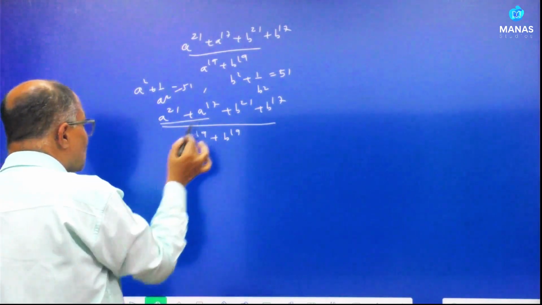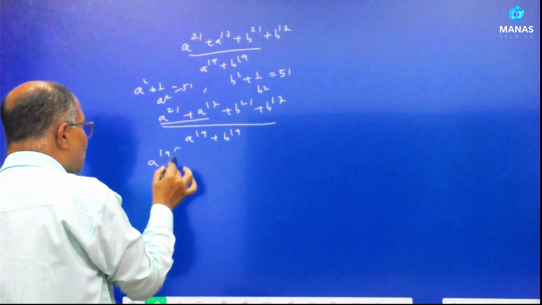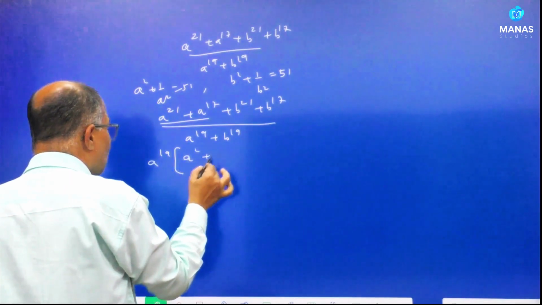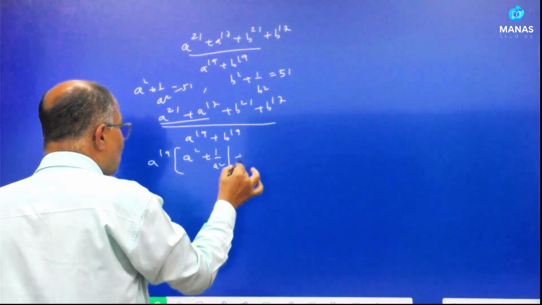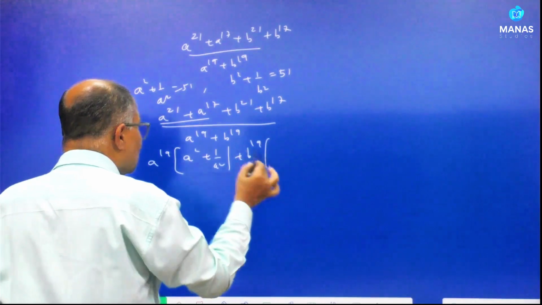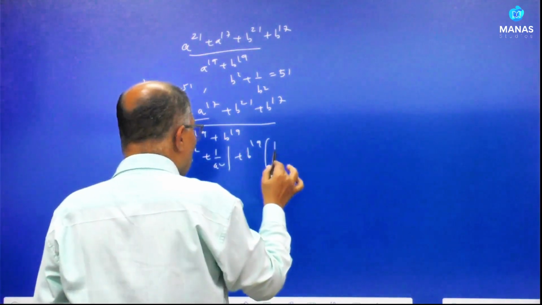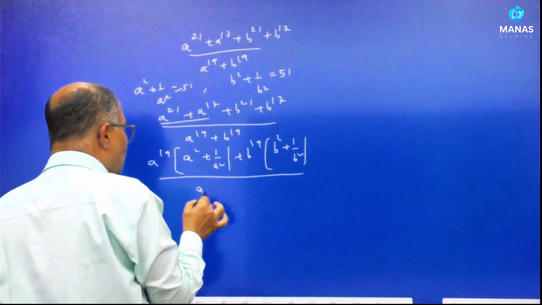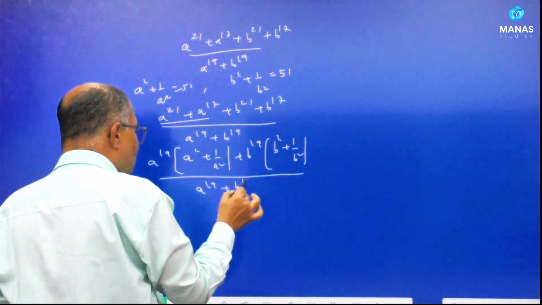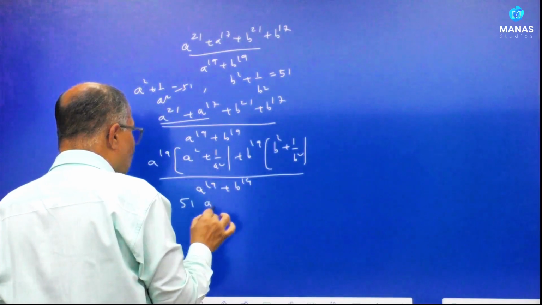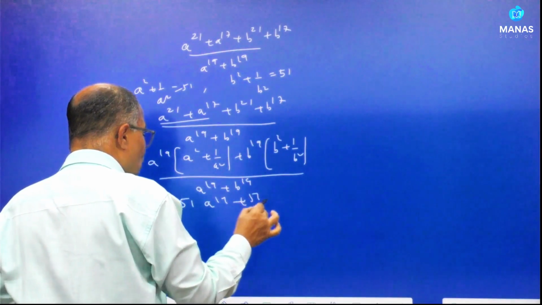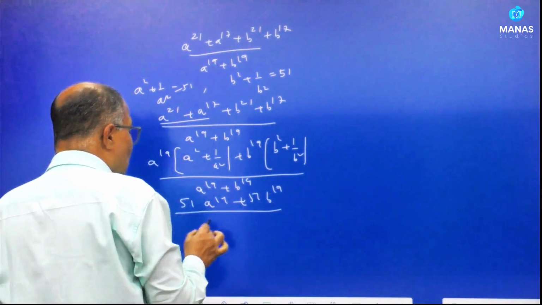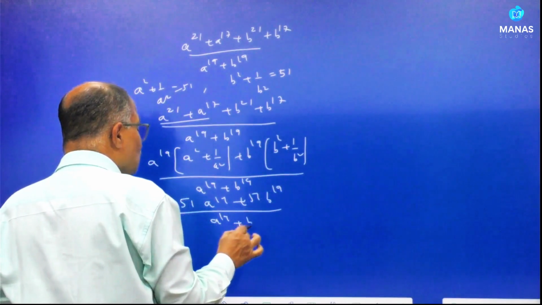So from these two steps, if I take a to the power 19 outside, I will get a square plus 1 by a square. B to the power 19 outside, I will get b square plus 1 by b square divided by a to the power 19 plus b to the power 19. That is 51 into a to the power 19 plus 51 into b to the power 19 divided by a to the power 19 plus b to the power 19.